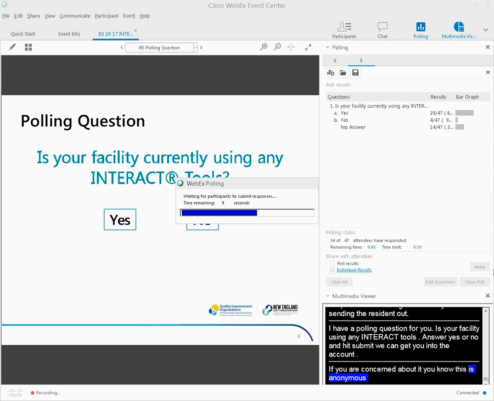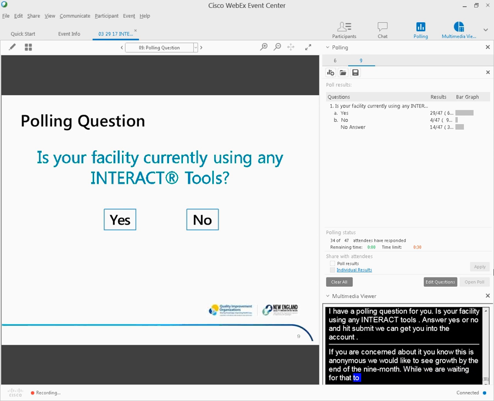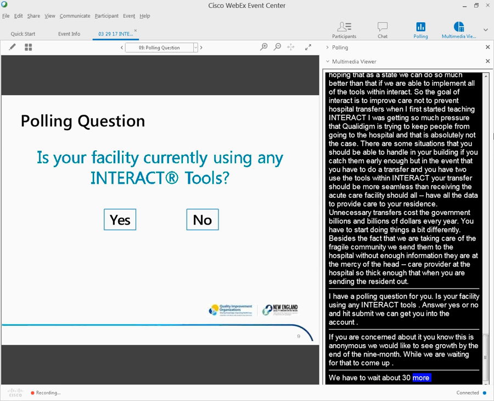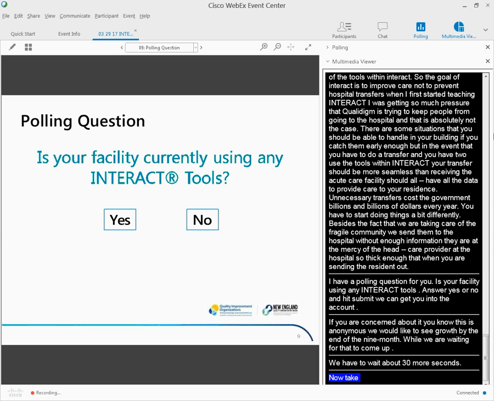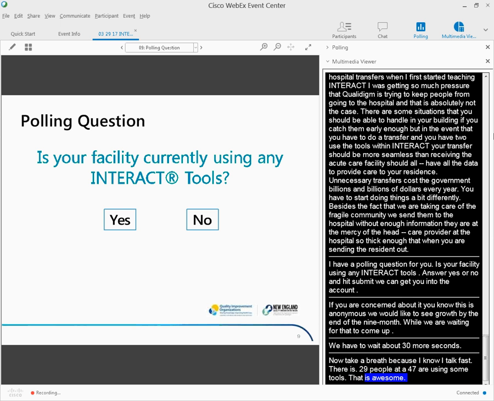Okay, while we're waiting, we have to wait a bit for everyone to press submit. It takes a minute. And I'll take a breath because I know I talk fast. There it is. So 29 people out of 47 are using some tools. That's awesome. And only 4 are not using anything. I know the other 14 you just forgot to press submit, so you're okay.